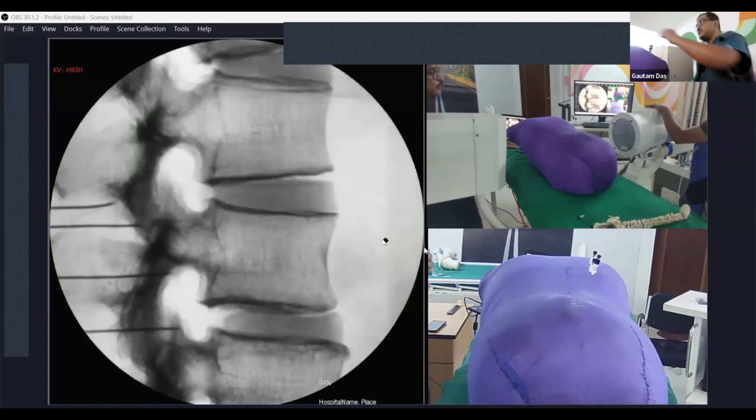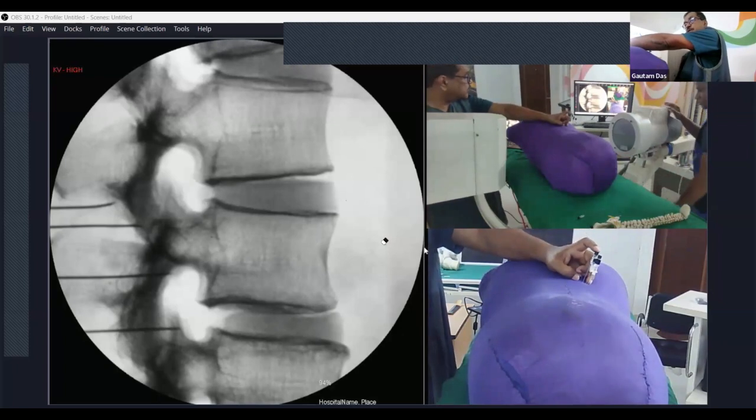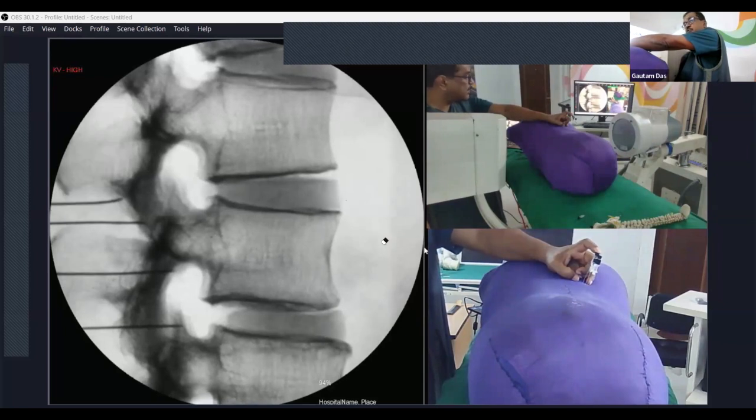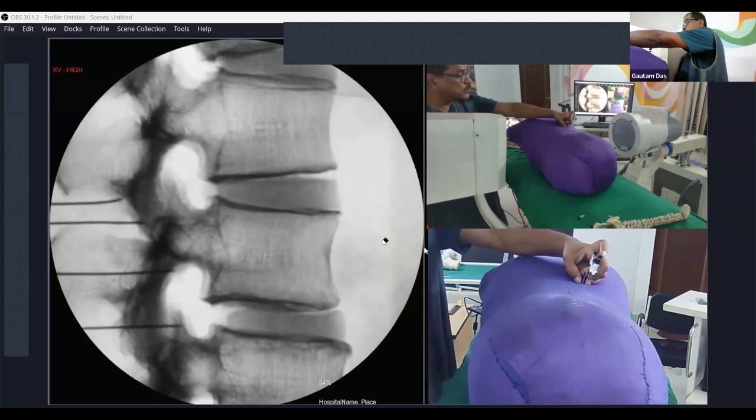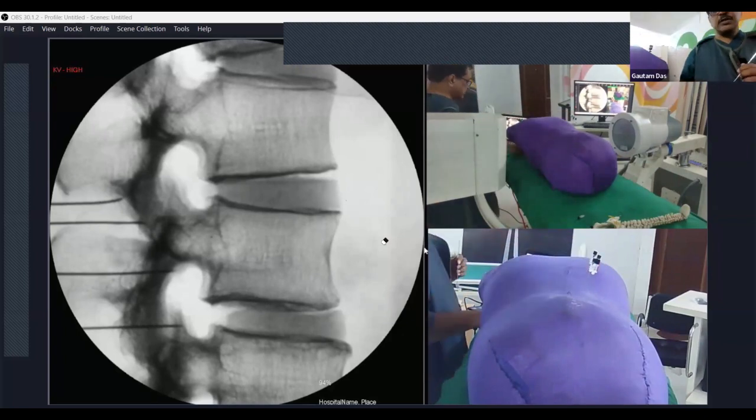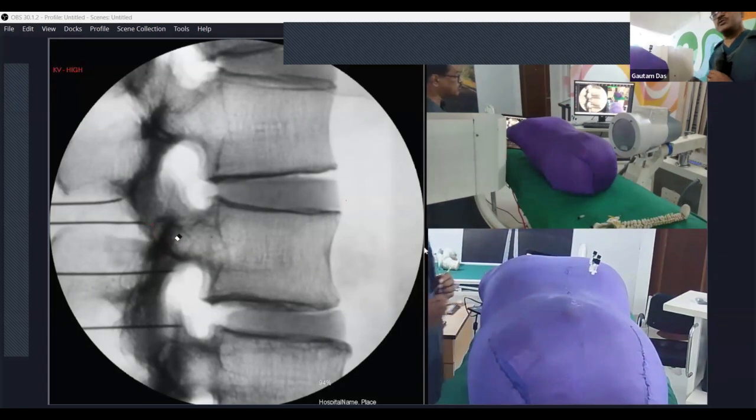So in the lateral view, you see, this first needle is in your intra-articular facet joint. As I told you, we can't reach through and through, you'll be getting only the upper part of the foramen. The second one is over the transverse process. You see, this is the transverse process, and the needle is just over it. I told you it will be at the junction of the transverse process and the superior articular process.